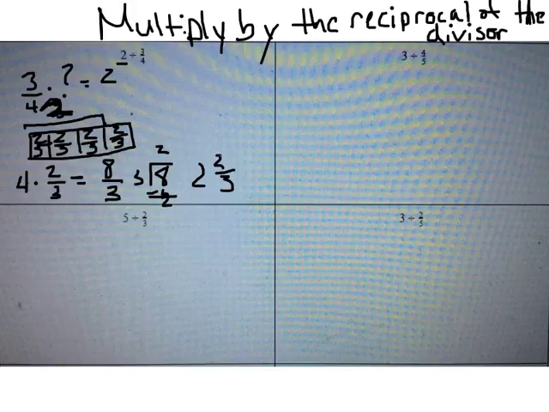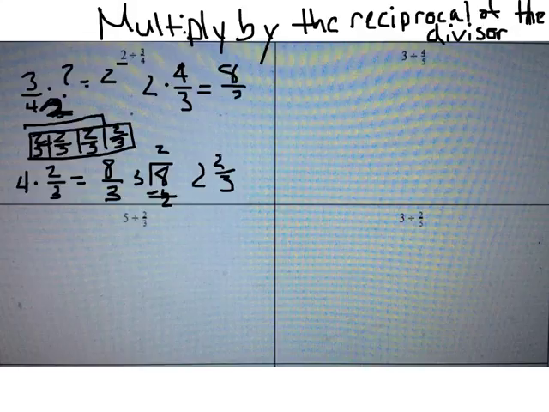I can multiply by the reciprocal of the divisor. So 2 stays the same. What's the reciprocal of 3/4? It's 4/3. What's 2 times 4/3? It's 8/3. I already know that 8/3 is equal to 2 2/3. So I can see that I got the same answer either way, whether I used my tape diagram or my standard algorithm.